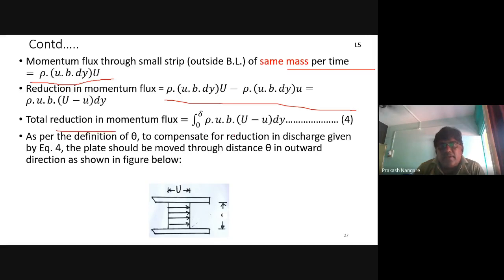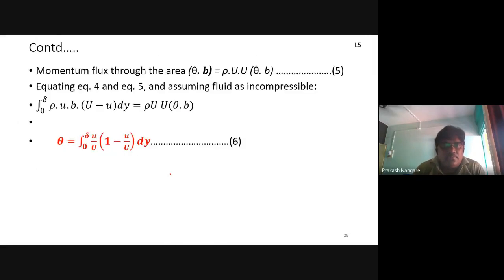So you get the final equation, and taking the limits and integrating these parameters, you get the effect over the full area, considering the small elemental strip, to find the total effect. So you take the integration. As per the definition of theta, to compensate for the reduction in discharge given by equation 4, the plate should be moved through a distance theta in the outward direction. Finally you get this equation for momentum thickness: theta is equal to the integration from 0 to delta of u by U into (1 minus u by U) dy.